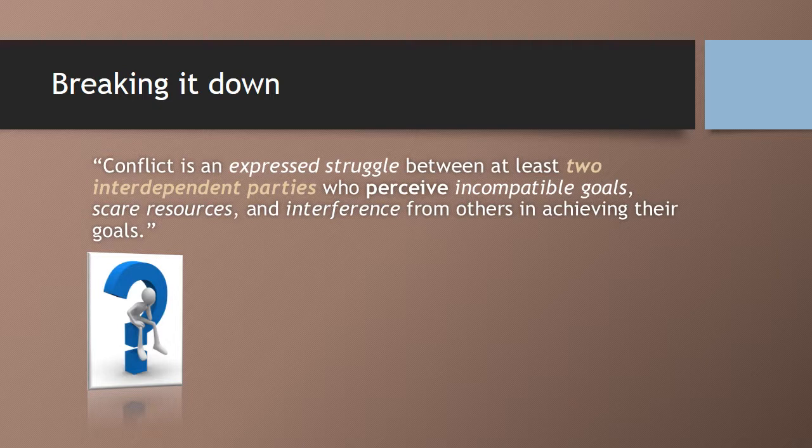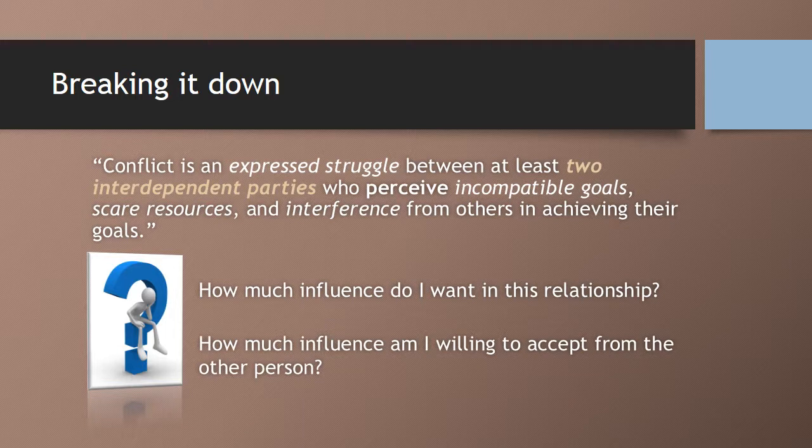On a more personal level, when two parties are interdependent, they're forced to deal with questions such as, how much influence do I want in this relationship? And how much influence am I willing to accept from the other person? Questions like these, because of our interdependence, cannot be avoided. In fact, the authors of our text contend that these questions permeate most conflicts.